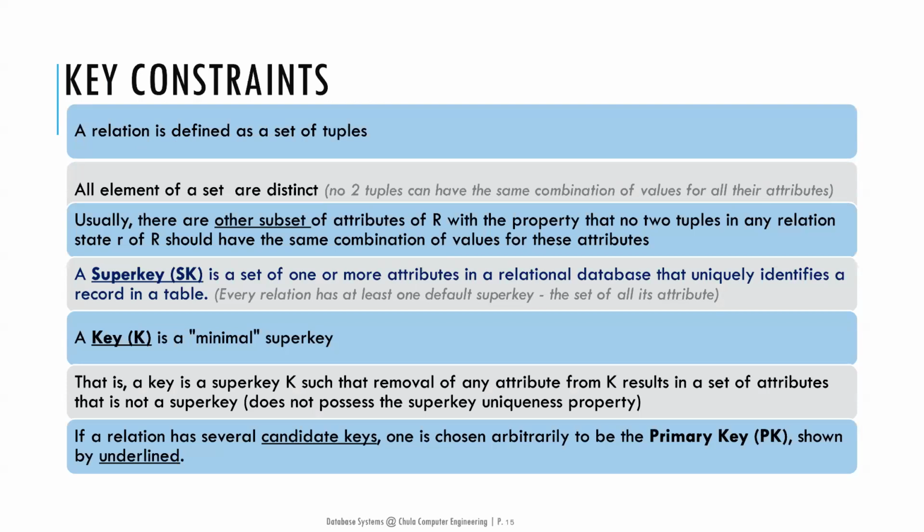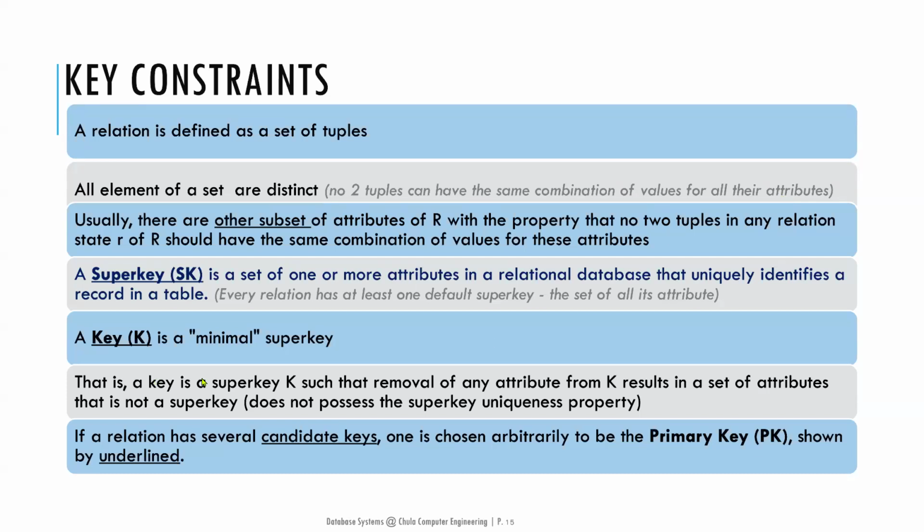The idea of key says this. It says that all elements of a set are distinct. It means that each of the tuple must not duplicate. Or the other way I can say it here, no two tuples can have the same combination of values for all of their attributes.